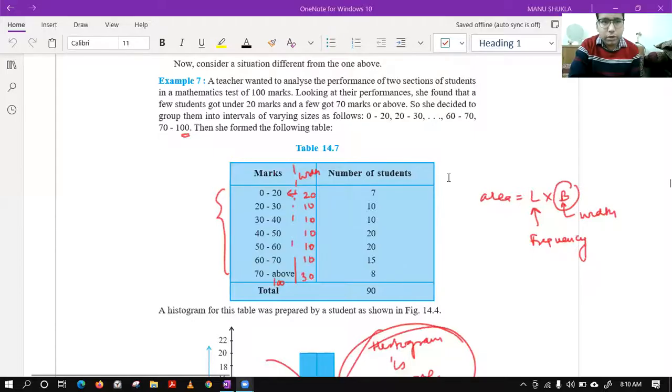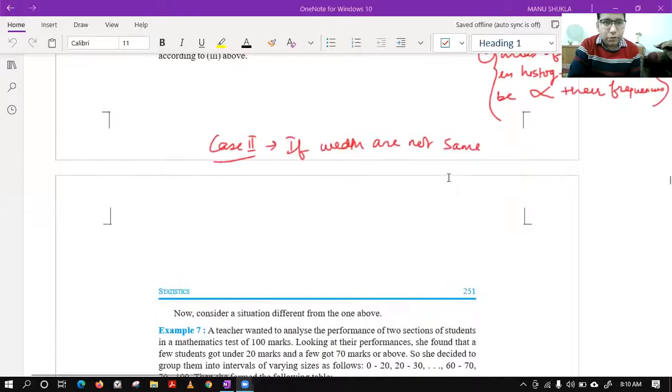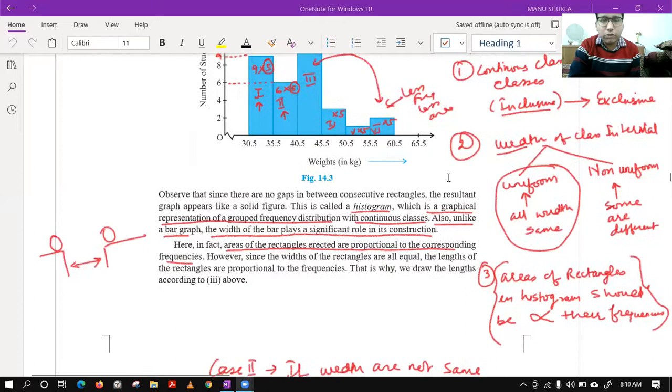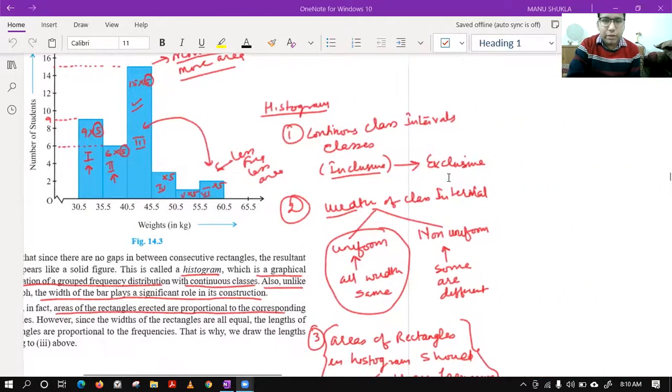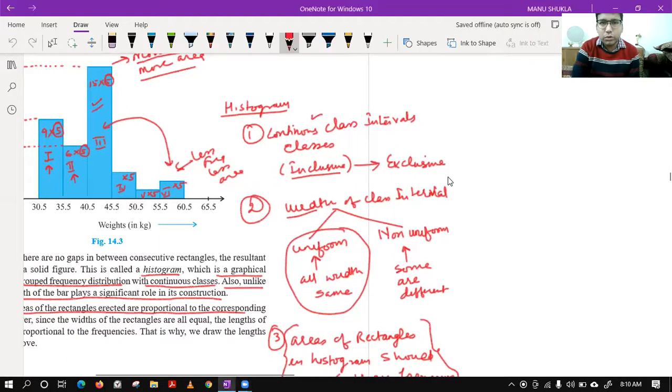Okay, good morning everyone. In the last class, we have seen the cases of histogram. The first one was when the width was uniform. We have seen there are three conditions. The first one is the interval should be continuous. Second thing is you have to check the width of the class intervals. If all the class intervals are having the same width, then there is no issue. You can directly make the bars in a continuous way and you will obtain a histogram without any issue.